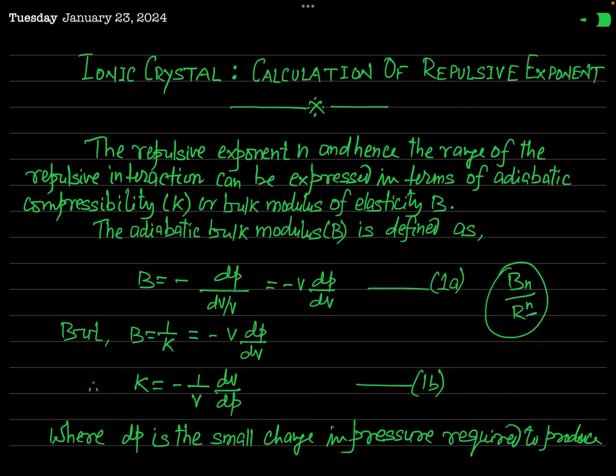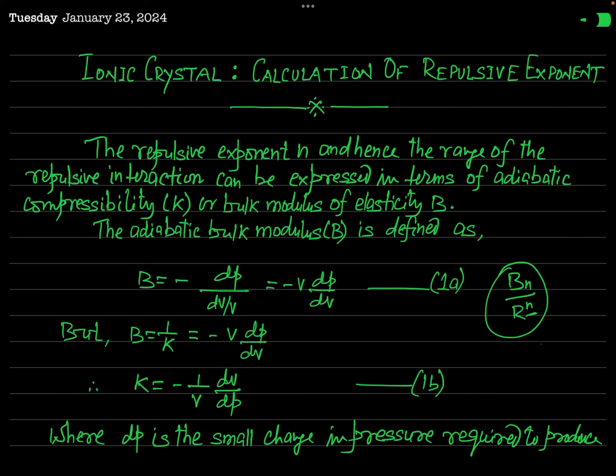I have told you in the previous lecture that n is a very large number. In Coulombian force, the force obeys the inverse square law, that is, it varies with r to the power minus 2, 1 over r square. But in this case, you will see that this n is very large in comparison to 2. It is almost equal to 8. But how we can express this repulsive exponent in terms of the adiabatic compressibility of ionic crystal? Our aim is to discuss this in this lecture.